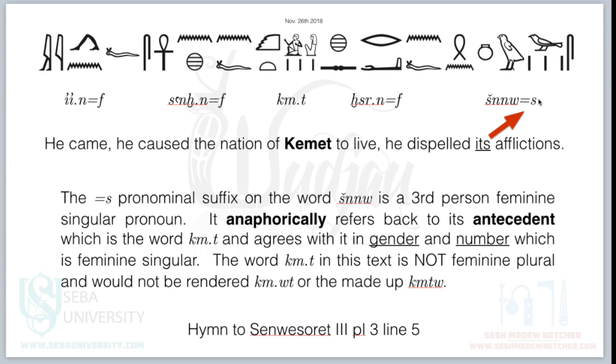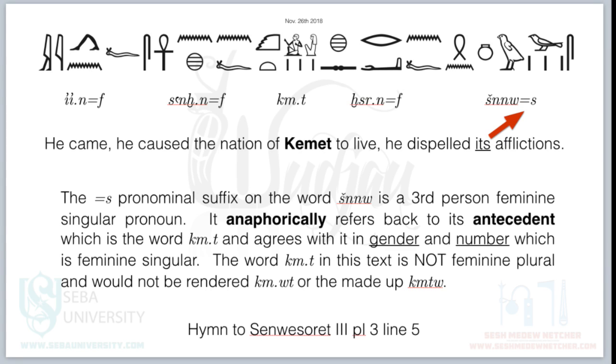This process where a word will refer back to something is called anaphora. And so this pronoun is anaphorically referring back to a word which is itself called an antecedent, which means that which comes before. And so this third person feminine singular pronoun is referring back to the word Kemet. This is how we confirm syntactically whether a word is masculine, feminine, singular, dual, or plural. All right. So this is something that I posted on Facebook as well.